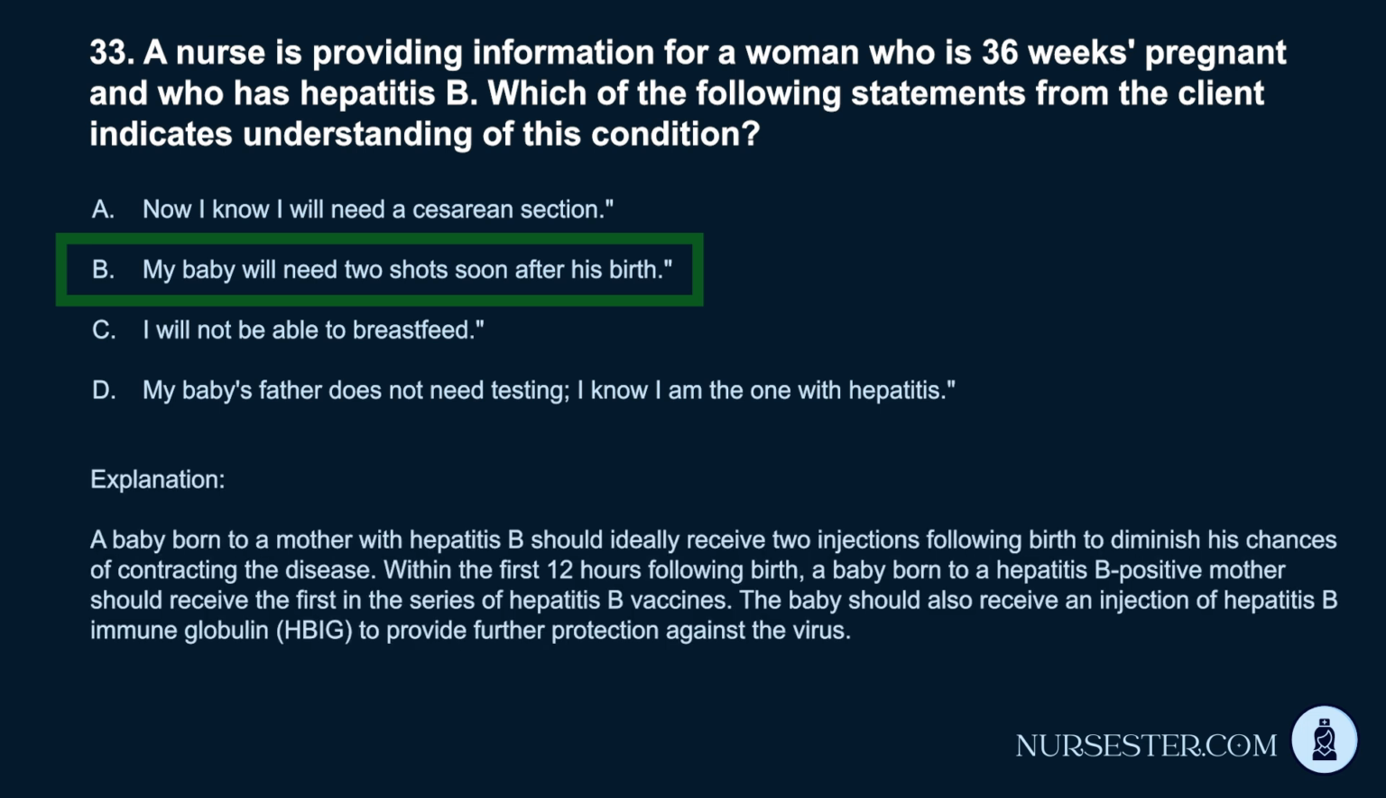A baby born to a mother with hepatitis B should ideally receive 2 injections following birth to diminish his chances of contracting the disease. Within the first 12 hours following birth, a baby born to a hepatitis B positive mother should receive the first in the series of hepatitis B vaccines. The baby should also receive an injection of hepatitis B immune globulin, HBIG, to provide further protection against the virus.